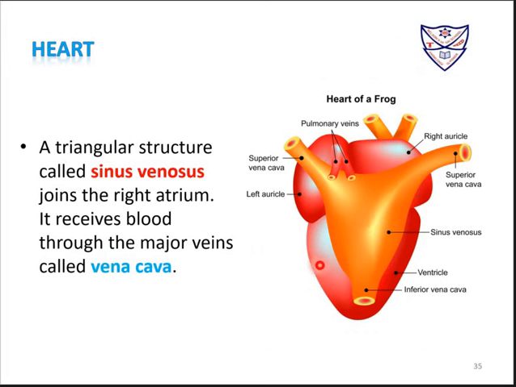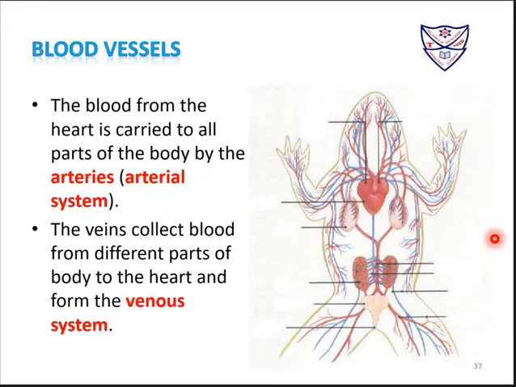If you look at the heart of a frog, there is a triangular structure called sinus venosus which joins the right atrium. It receives blood through major veins called vena cava. The ventricle opens into a sac-like structure called conus arteriosus on the ventral side of the heart. The blood from the heart is carried to all parts of the body by arteries.